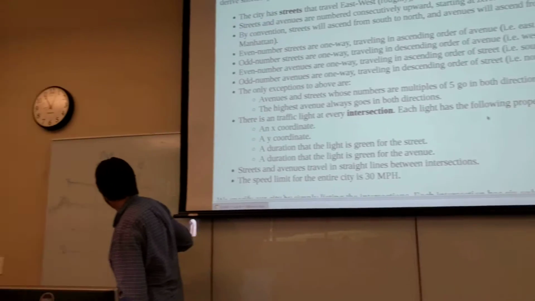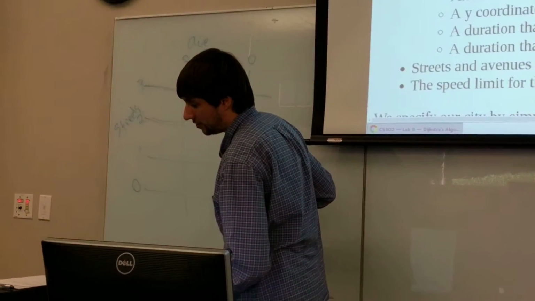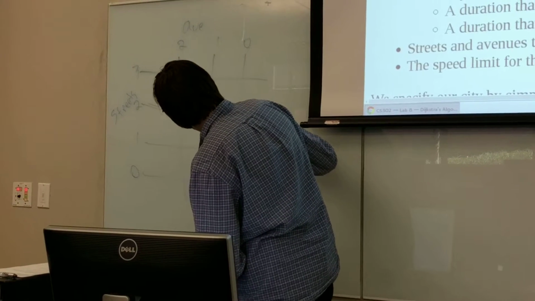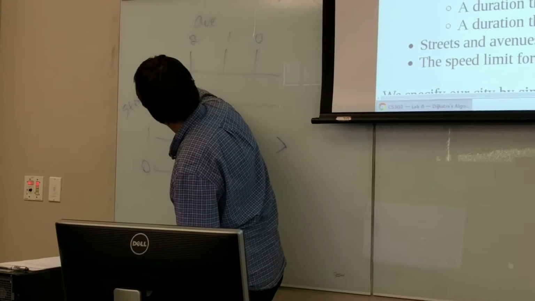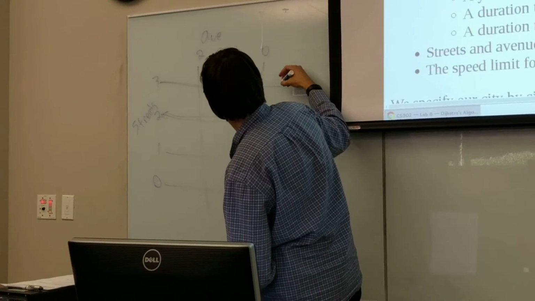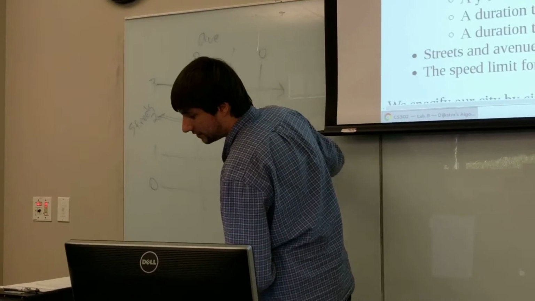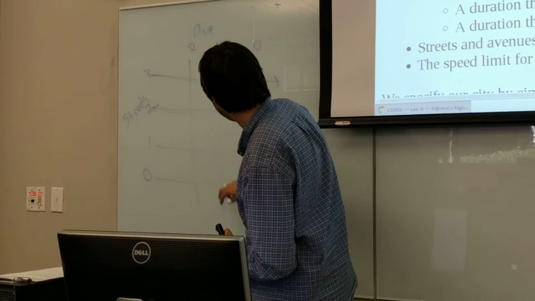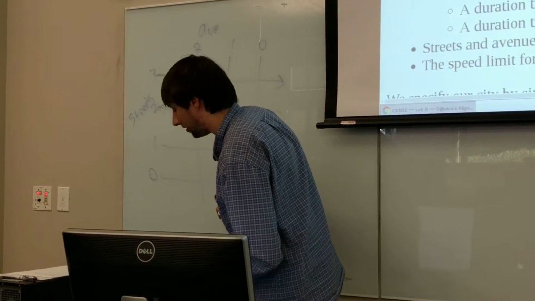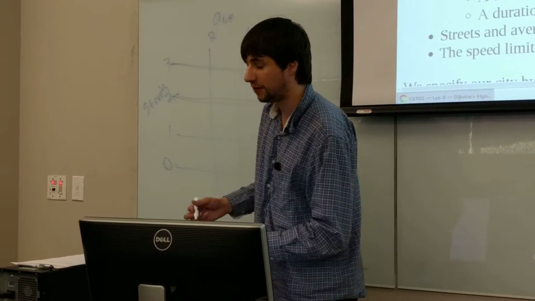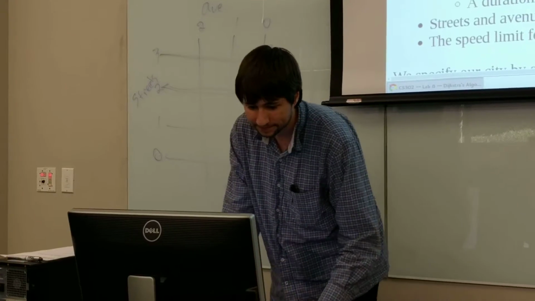So in this case, street 0, you can go both directions. Street 1, you can only go in the descending direction. Street 2, only in the ascending direction. And then street 3, only in the descending direction again. And then for the avenues, 0, you can go both directions. 1, you can only go in the descending direction. And 2, since it's the highest avenue, you can go in both directions.